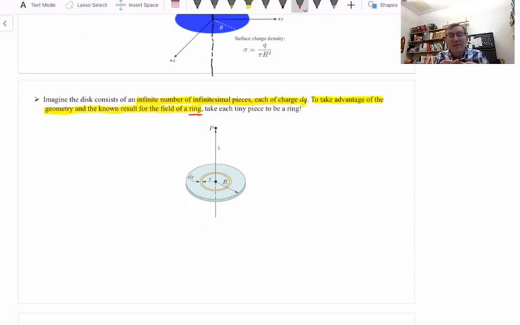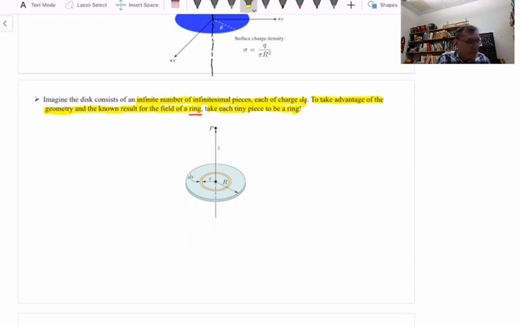Okay, a ring is like a hollow disk, right? A ring is something that you can put your finger through. A disk is not something you could put your finger through. But we know the electric field on the perpendicular axis of a ring. We already know that. We did that already. So we're going to divide up the disk into an infinite number of nested rings. This drawing shows one of them. So we're taking each tiny piece of the disk to be a ring.